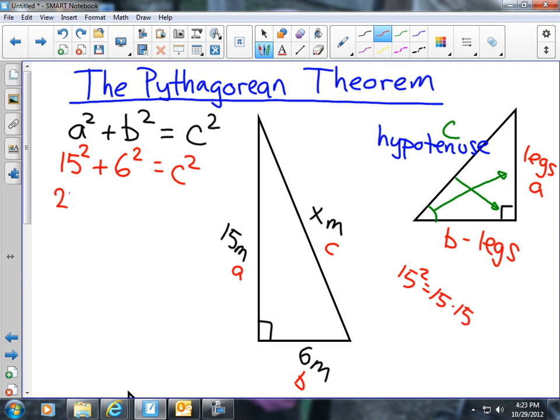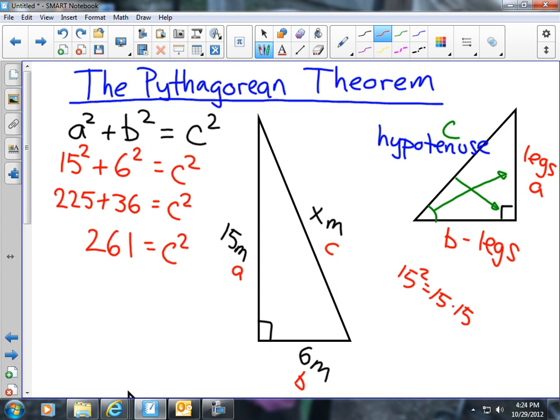So we're going to have 225 plus 6 squared, which is 6 times 6, which is 36, equals, again, c squared. Now, if you add the 225 plus the 36, you're going to get 261. And again, this equals c squared.